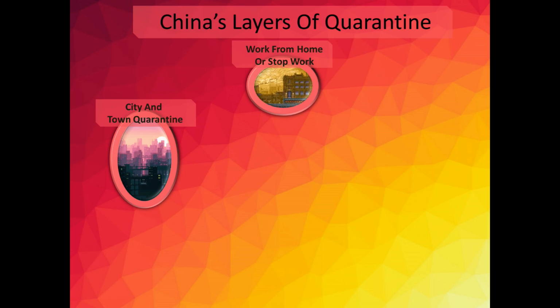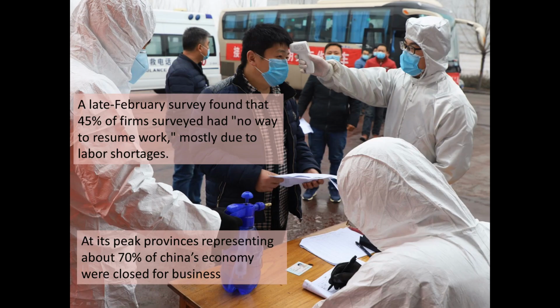Within a province, though, or within a city, especially at the beginning of February, most businesses were completely shut down. You couldn't even go to work. Schools were shut down, and people were basically working from home, if working at all. Obviously, that was a pretty severe measure because it basically ground a lot of the Chinese economy to a halt. Late February, so this is now a week and a half ago, about 45% of firms said they had no way to resume work, mostly due to labor shortages.